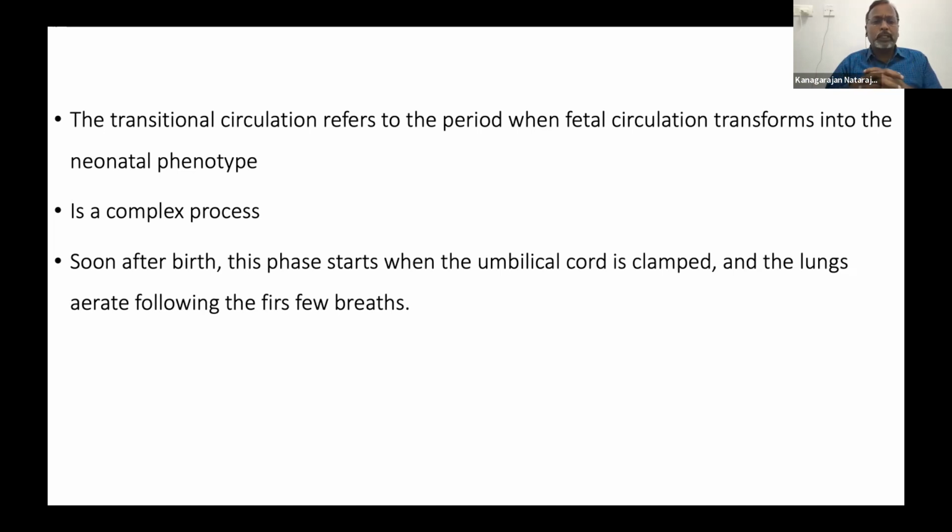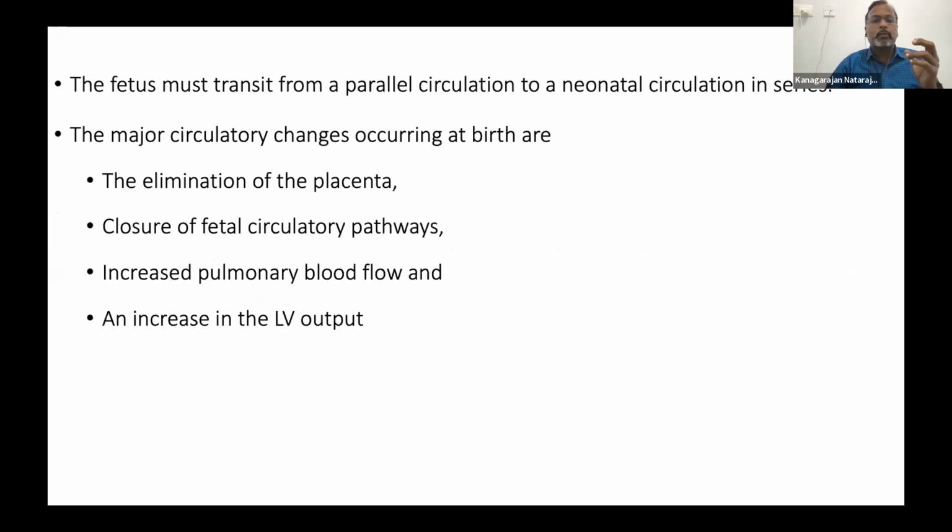Soon after birth, this phase starts when the umbilical cord is clamped. Once you clamp the umbilical cord, the lungs start aerating with the first two deep breaths. This is the starting point for the entire transition. So the fetus must transit from a parallel circulation to a neonatal circulation in series.